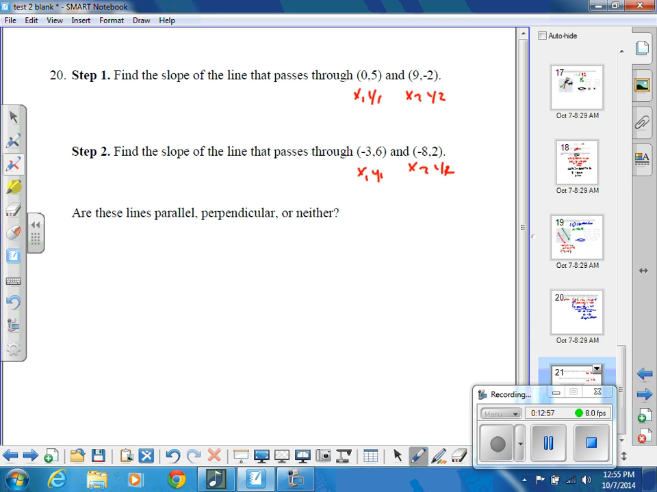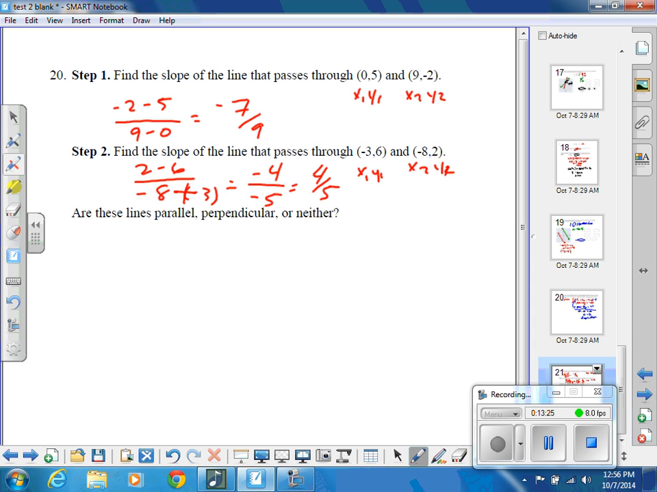So here, my first one, I'm going to have negative 2 minus 5 over 9 minus 0. It's going to give me negative 7 over 9. Can't reduce that. Second one, I'm going to have 2 minus 6 over negative 8 minus negative 3. 2 minus 6 is going to give me negative 4. This is going to become plus in the middle, and that's going to give me a negative 5. Well, negative over negative is going to become a positive. But again, look at these two: 4/5, negative 7 over 9. They're not the same. They're not opposite reciprocals, so this is a case of neither.